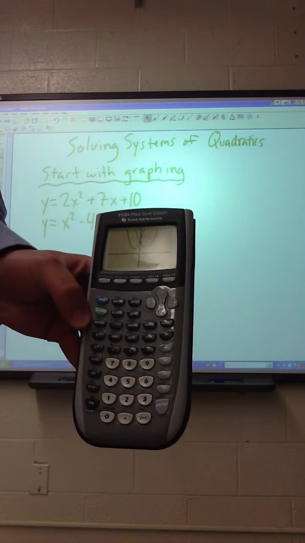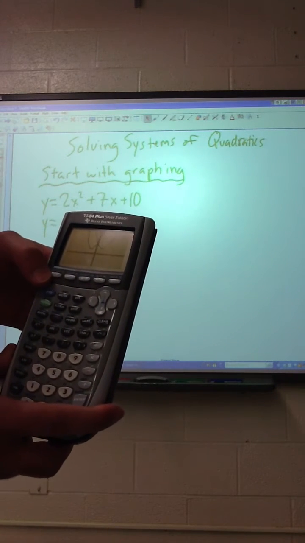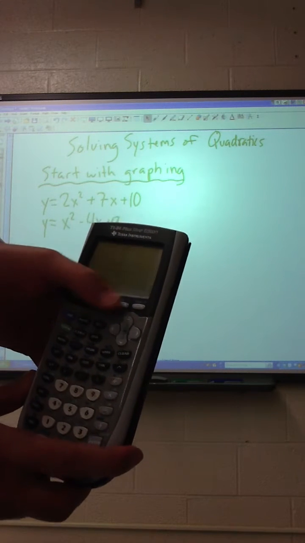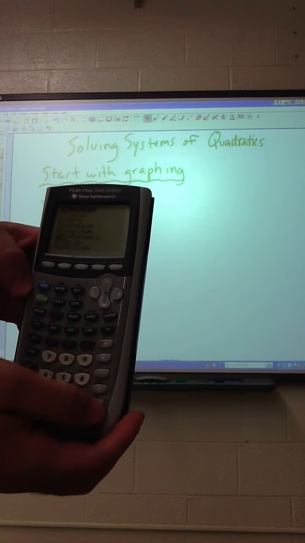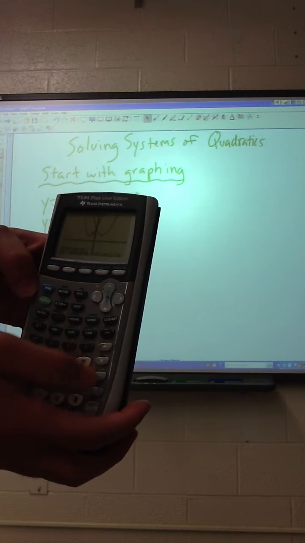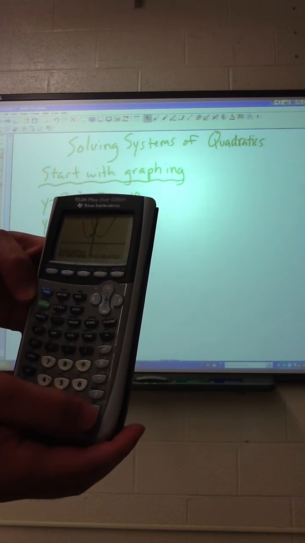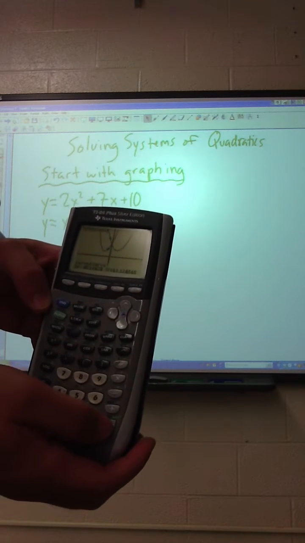All right, notice that they intersect somewhere up on the top, around the y-intercept. So let's figure out that exact point. To do that, we have to go to our trace key, go down to intersect, which is our fifth option, hit enter. Then it's going to ask us for the first curve, and we're trying to figure out which one we're on. So once we know we're on one of the equations, we hit enter. We find ourselves on the other equation, we hit enter again for the second curve.